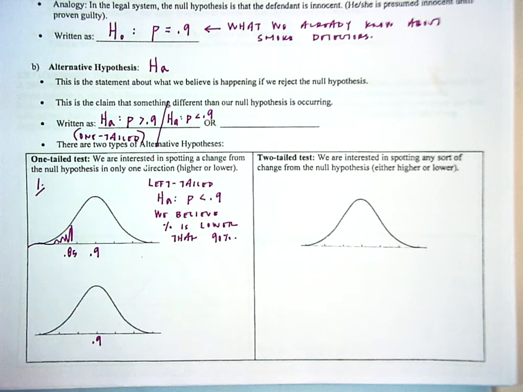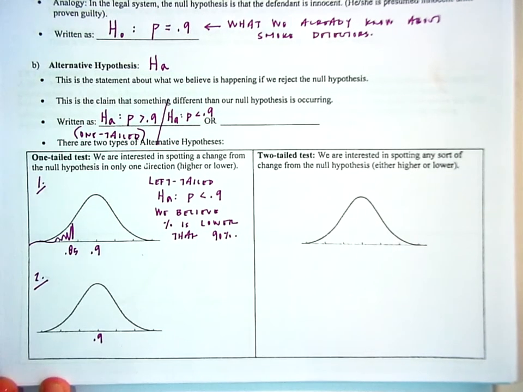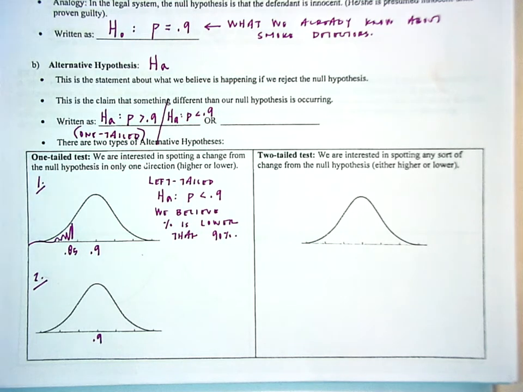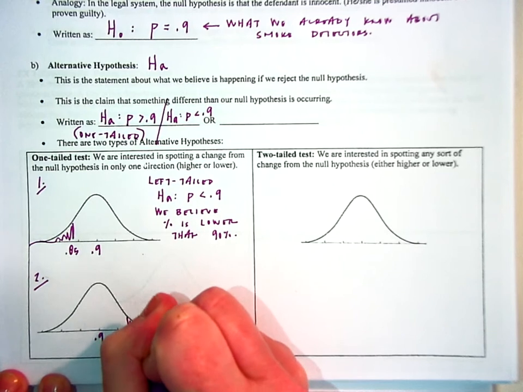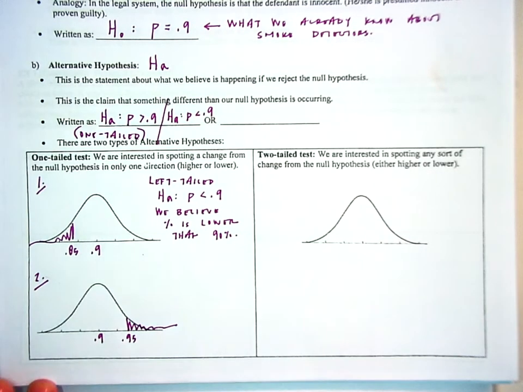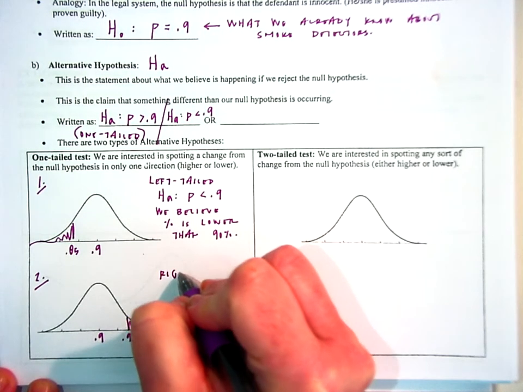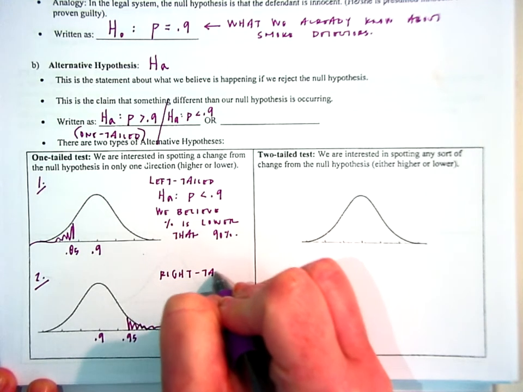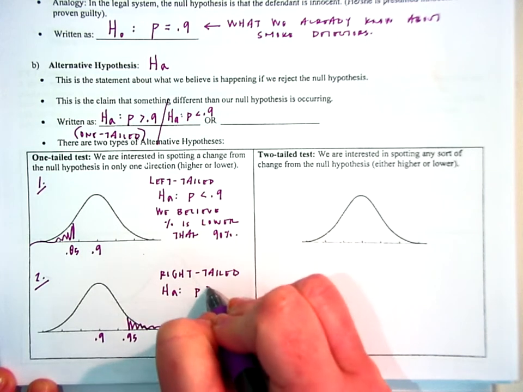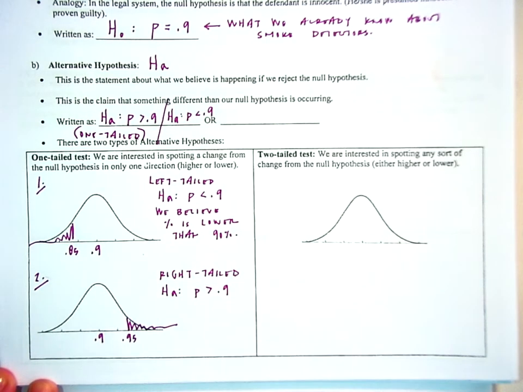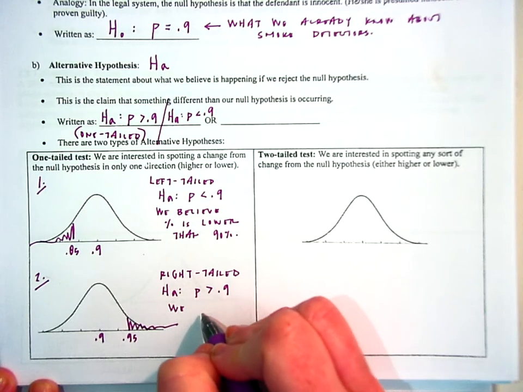Okay, but it could be the other direction too, right? It could be that we believe that it's increased. And that's really what this problem is about, because it's saying, have all of these public safety efforts increased the amount of smoke detectors in American homes? So we could come up with a statistic of, say, 0.95, for example. And we're looking at that outcome instead. So this would be a right-tailed test. We'd be saying that the alternative hypothesis is that P is actually more than 0.9. We believe that the percent is higher than 90%.